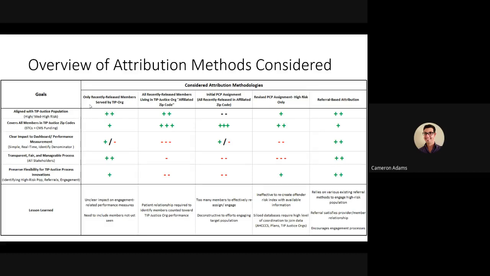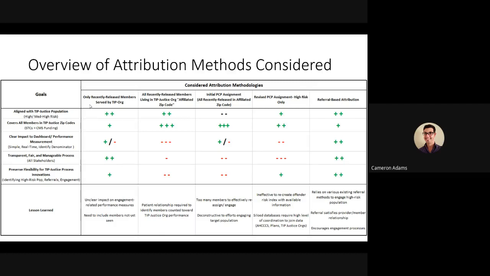But that ended up being, again, too many members. It really intermingles high and low risk individuals, which is not constructive to our efforts here, and it was really too much to manage. So we said, okay, how can we identify the high-risk individuals from those and only change the primary care assignment for those high-risk individuals?